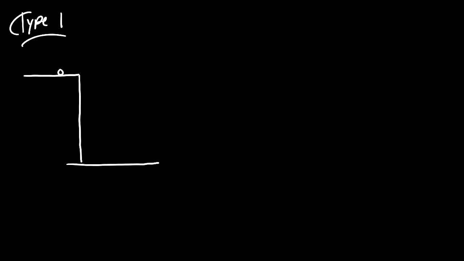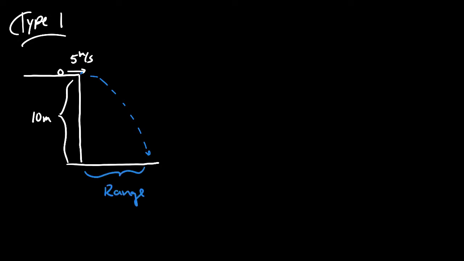We're just going to have an object that's at the top of a flat-roofed building. So we'll say this is like 10 meters tall. And it has a velocity of, let's go with 5 meters per second. And it's traveling horizontally at the top of this building. And we want to find where the object is going to land on the ground. So we're expecting the object is going to have kind of a path to the ground that looks like that. We are looking for what we call the range of the projectile, where it's going to land or where it's going to strike the ground.